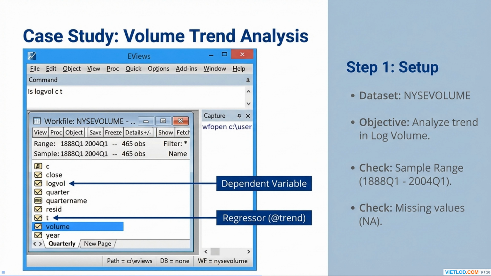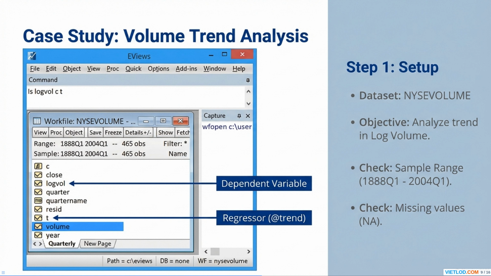For our practical case study, we'll dive into the NYSE volume dataset, which holds extensive historical trading data from the New York Stock Exchange. Our main objective is to analyze the underlying trend in the logarithm of trading volume over time. We apply the logarithmic transformation to volume to help stabilize its variance and allow for easier interpretation of changes in percentage terms.